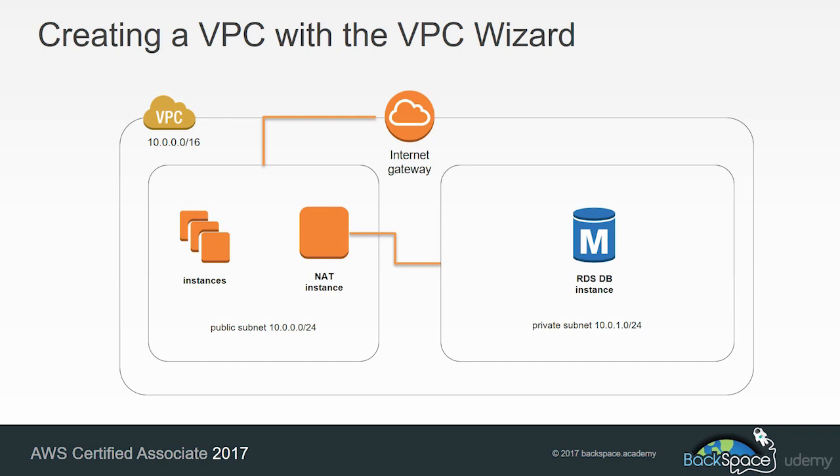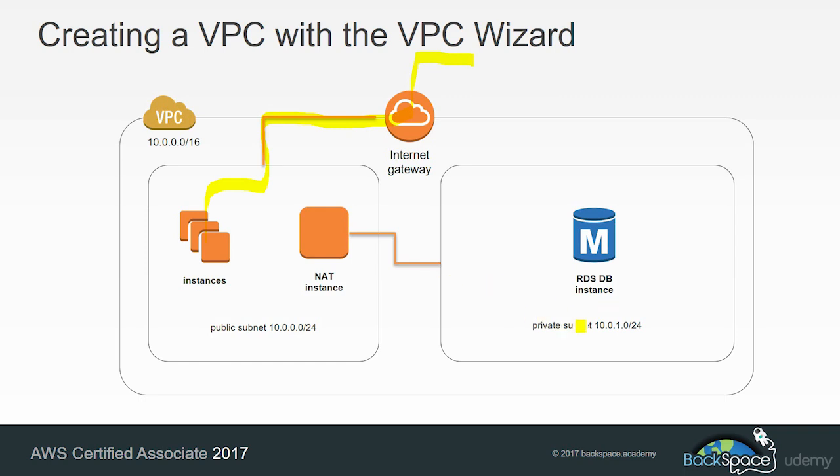So we're going to use the option with the VPC wizard to create a VPC with public and private subnets, and it will also create a NAT instance or a NAT gateway for us. What that will do in our public subnet is create a route from the instances launched in that public subnet through to our internet gateway and out to the wider internet.